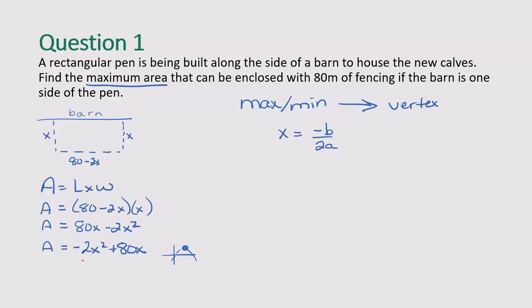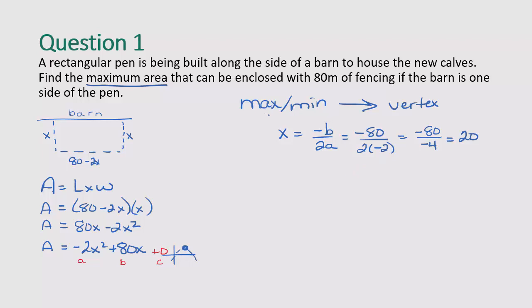And remember that this is my a, this is my b, and c is as if you've got a 0 there. So minus b, so that's minus 80 over 2 times a, 2 times minus 2. So minus 80 over minus 4, which gives us 80 divided by 4 gives us 20. And negative negative makes a positive. So my x value for the vertex is 20.